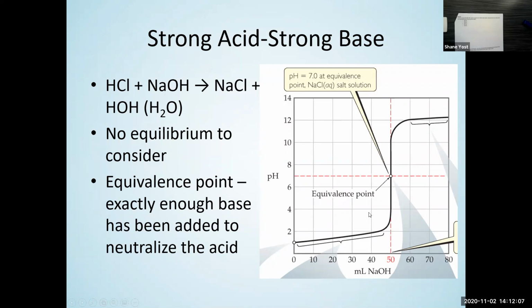So, questions about this pH curve, the titration of a strong acid and a strong base?